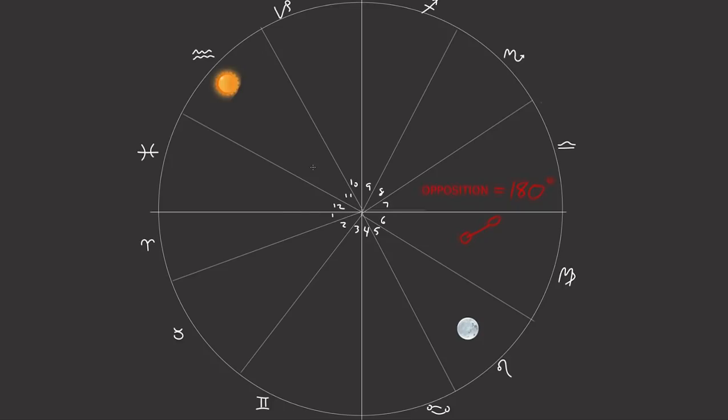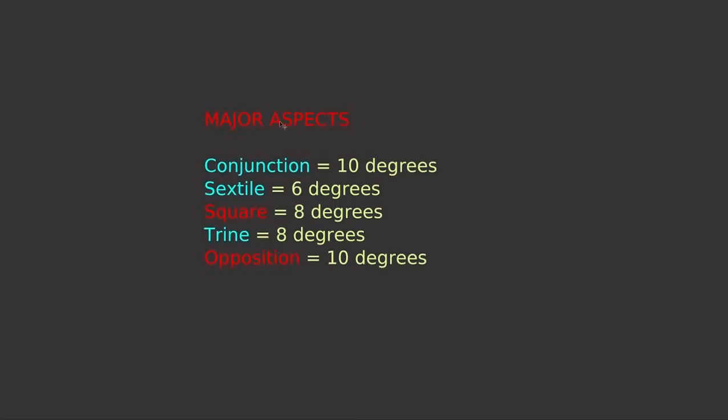So let's wrap up major aspects. Again, if two planets are in the same chart, they're obviously going to have an angular relationship to each other. So for the purposes of this course, we're looking at just the major aspects. And that's going to be a conjunction. A conjunction is when two planets are in the same sign, right? The same sign. And for a conjunction, we're interested in a 10-degree differential between those.